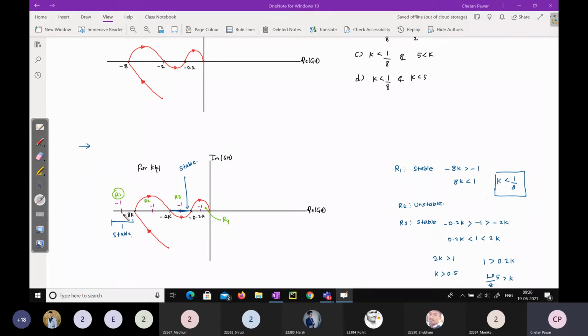And for those regions where I get stability, for that region I will calculate the value of K. Okay. So let us see, there are 4 regions: the R1 region, R2 region, R3 region, and R4 region. Here I have put the -1 point in the R1 region, here in the R2 region, here in R3, and here in R4.